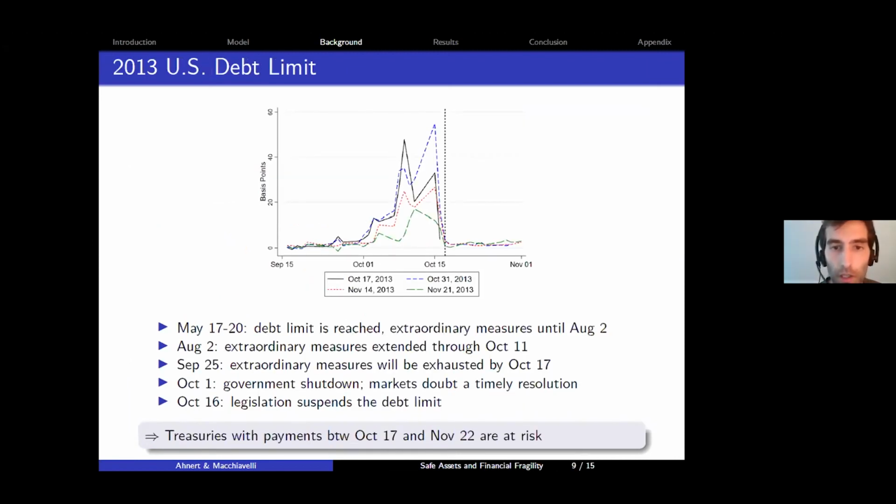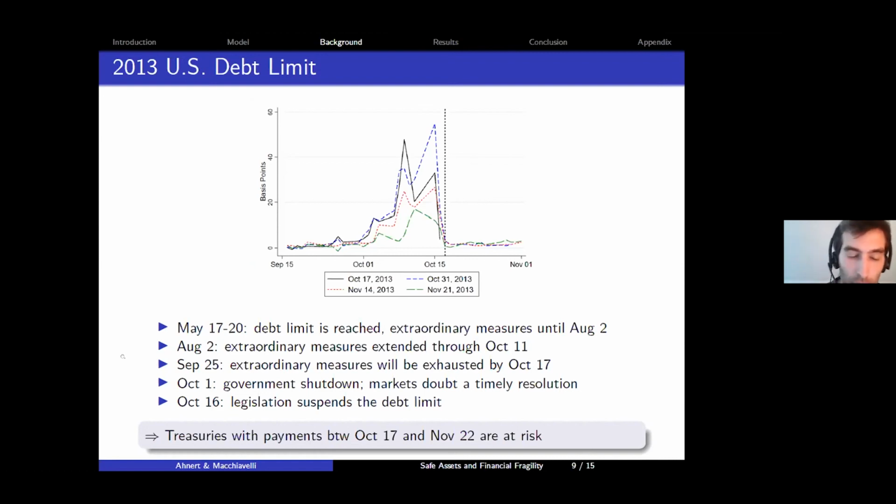All right, so what is the shock here? The shock is the 2013 US debt limit. Long story short, in the US, there is a limit on the amount of outstanding treasuries. And once the debt limit is reached, the Treasury Department has some extraordinary measures to continue to fund the government. When these measures run out, unless the government raises the debt limit or suspends it again, the Treasury may have to default on some Treasury bills or some coupons. And this is pretty much what people were afraid of in 2013.